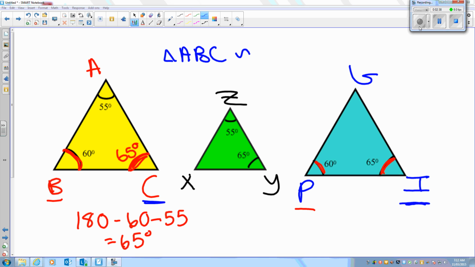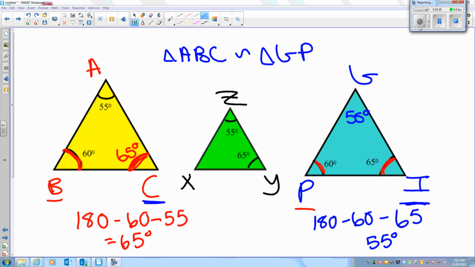So to say that these 2 triangles are similar, if I write triangle ABC, I have to follow along, and I'm going to make this assumption that angle G is 55 degrees, but we can solve for that by going 180 minus 60, that's 120, minus 65, that gives us 55 degrees. So angle G is 55 degrees, which matches up with angle A. So triangle ABC is similar with triangle GPI, because B and P are 60, and then C is 65, and so is I. So triangle ABC is similar to triangle GPI.